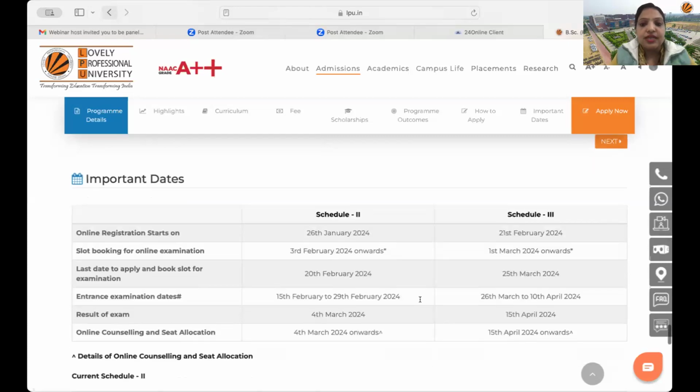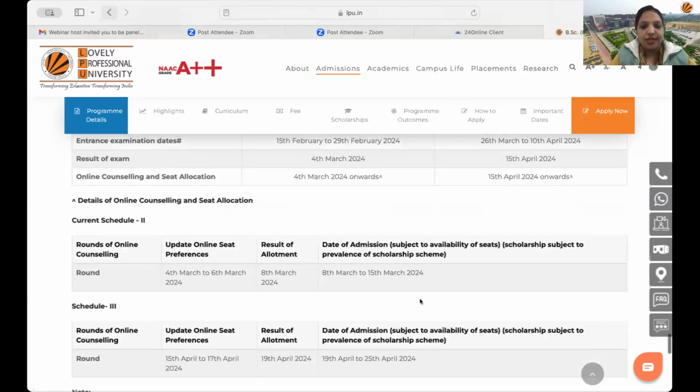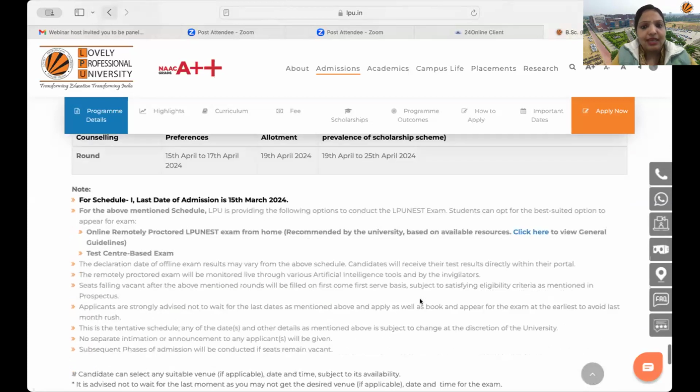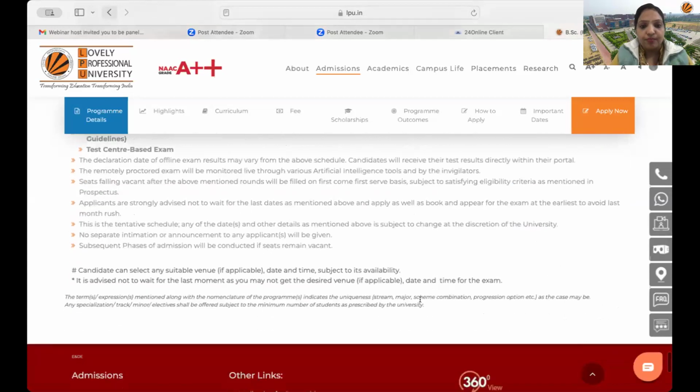So entrance dates are there from 26th March to 10th of April. The result would be announced on 15th of April, and then online counseling and seat allocation would also be there. So different rounds are there. So don't miss any round. You need to carefully follow all the details which are mentioned.